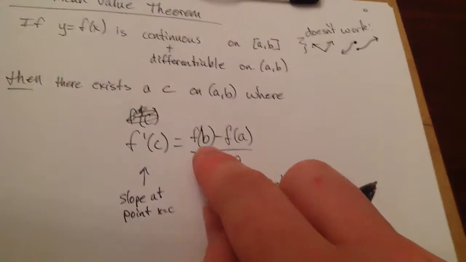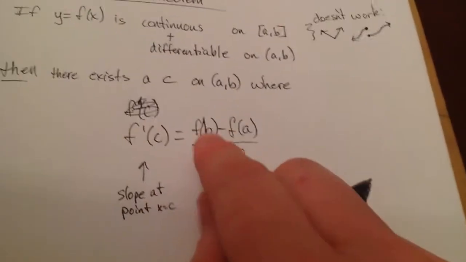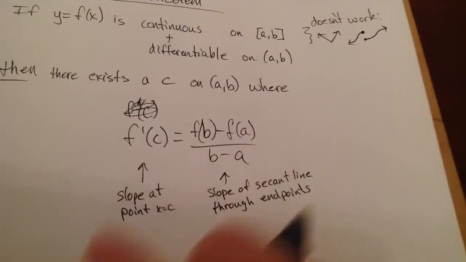This is just slope. f of b just means the y value when x equals b. Plug in b, you're going to get a y value. This is y minus y over x minus x, some point on the graph.